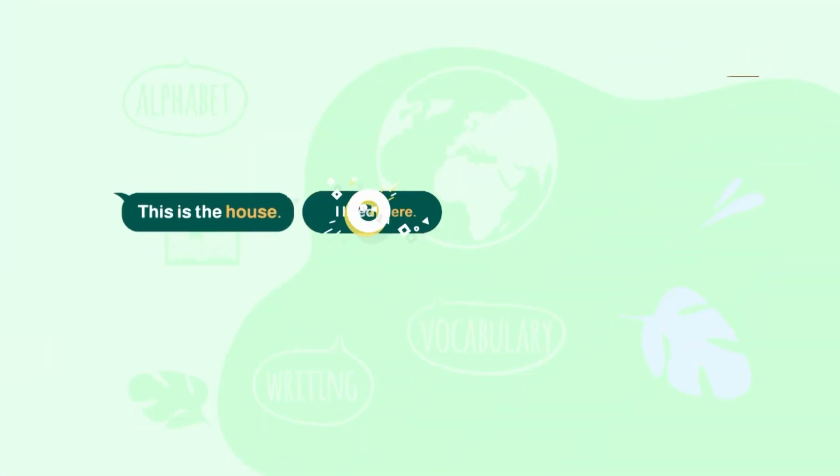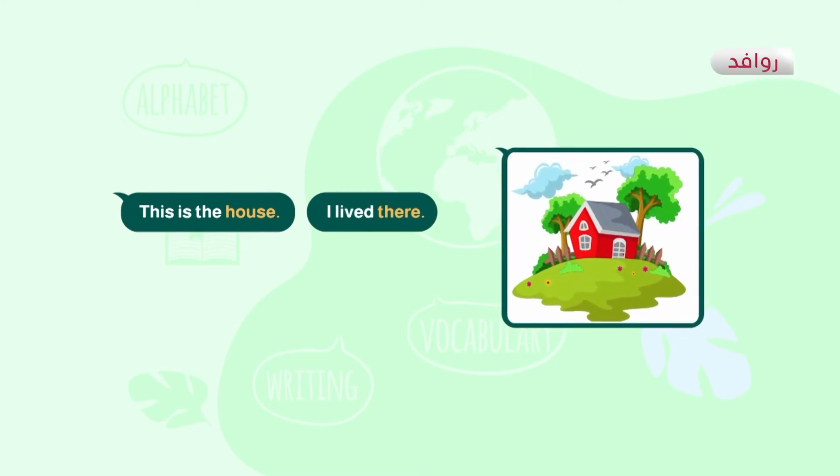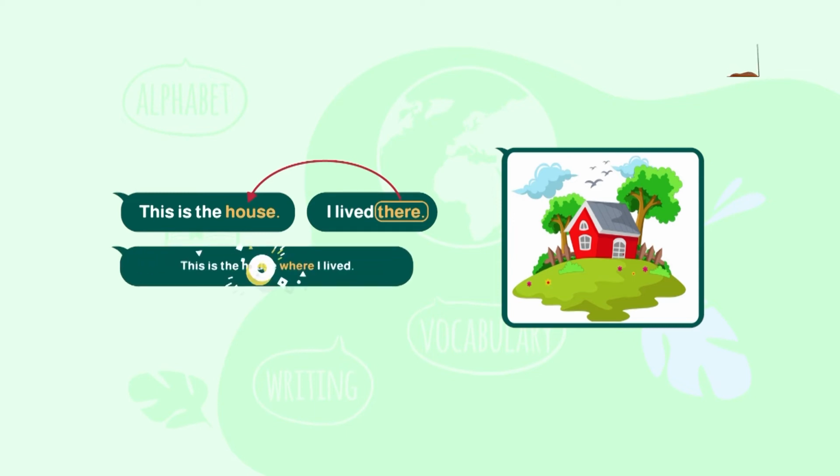Look at these 2 sentences. This is the house. I lived there. Here, there refers to the house, which is a place. We can join the 2 sentences with where. We say, this is the house where I lived. Here where means the one in which.